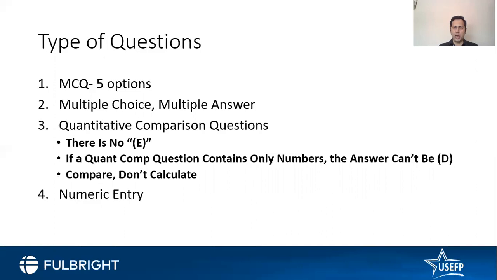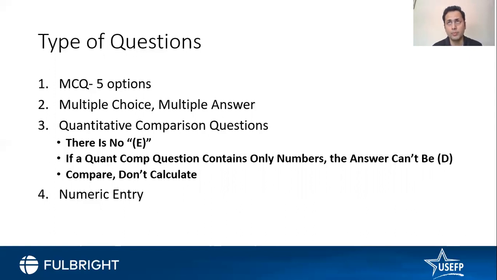Then the quantitative comparison question. There is no option E in a quantitative comparison question. There are only 4 options for it. Option A: quantity A is bigger. Option B: quantity B is bigger. Option C: they are both equal. And option D: the information is insufficient and you cannot calculate. So there are 4 options in a quantitative comparison.